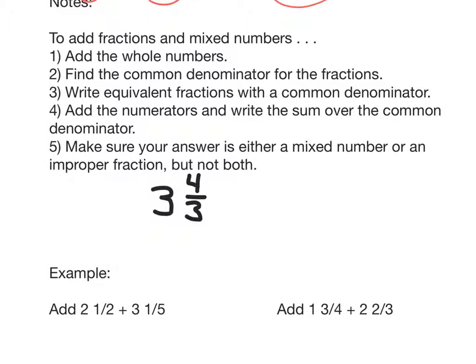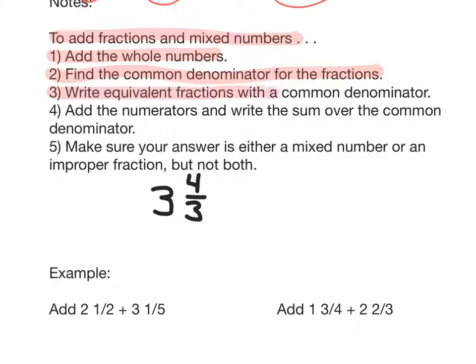Your notes. To add fractions and mixed numbers, follow these steps. First, you can add the whole numbers. That's easy enough. If you have two mixed numbers, you just add up the whole numbers. If you don't have more than one whole number, then don't. But if there are whole numbers there, add them up. Secondly, find the common denominator for the fractions.